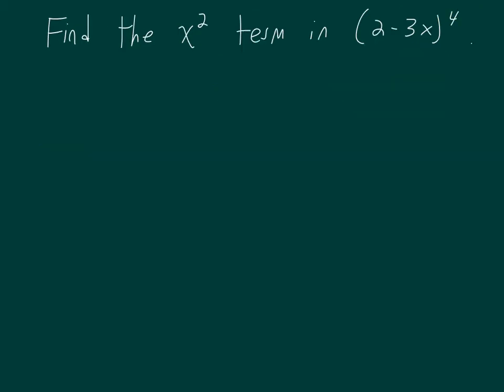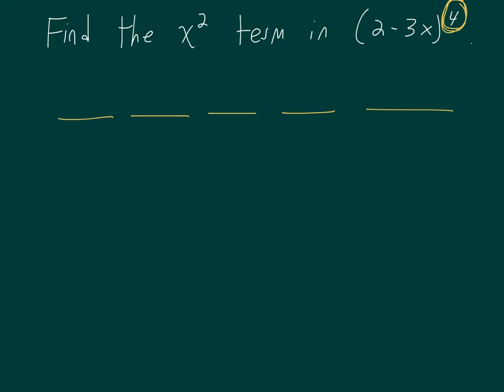Okay, last example here. So we're looking to find this time the x squared term. So again, it's not immediately obvious to us which term number we're after. Right? Is it the first term, the second term, the third term, right? We don't know which term number it is, so we have to do a little investigating to identify the actual term number we're after. So once again, since this is a power of 4, we know that we're going to have 5 total terms. So let's just get a feel for what's happening to x.